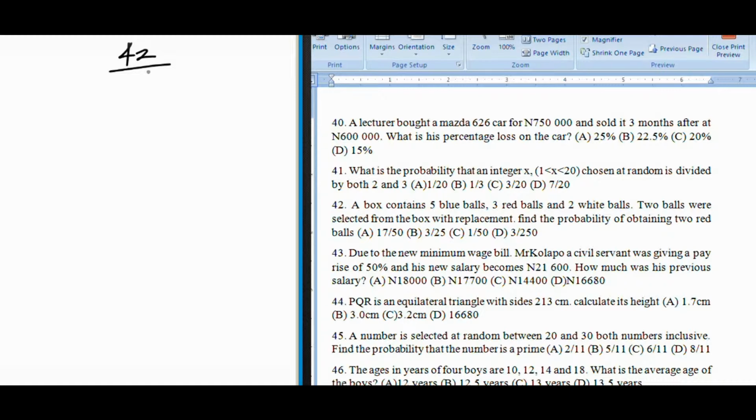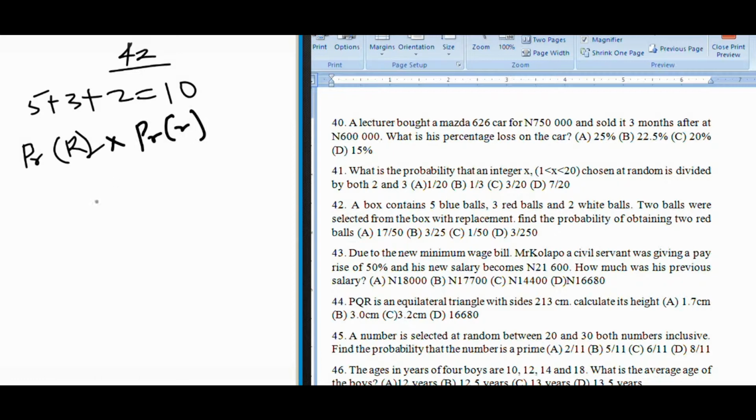10. That is the probability that the first one is red, and the second one is red. And "and" in probability means multiplication. And that will be equal to 3 over 10 times 3 over 10. And that is 9 over 100.